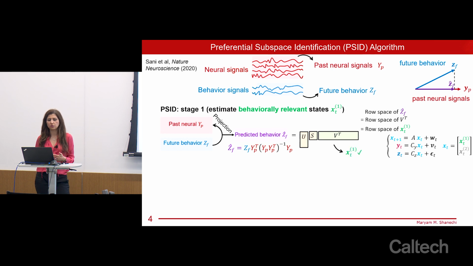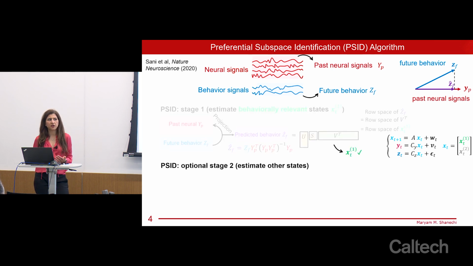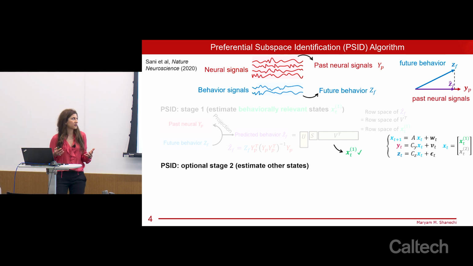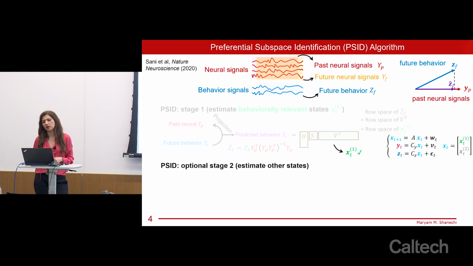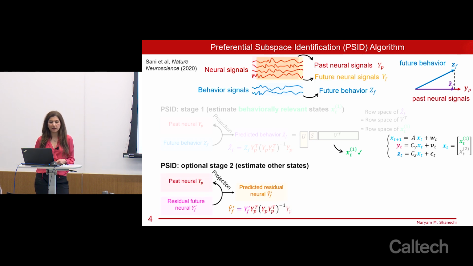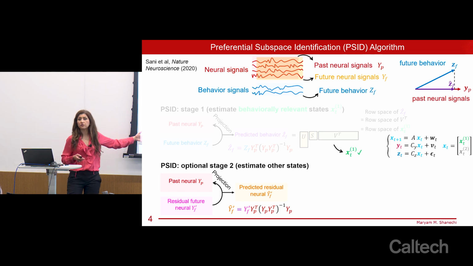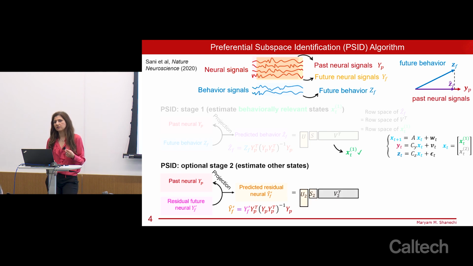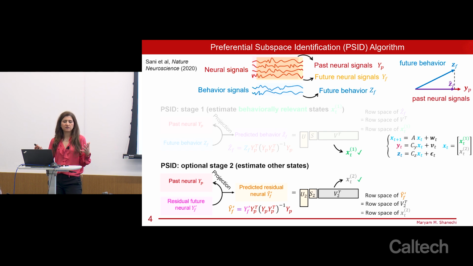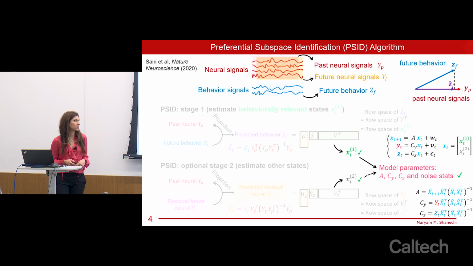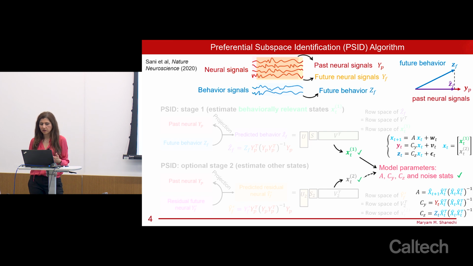In a second stage, we can ask how much of the neural dynamics in the future are not already explained by these green states. What is the residual future neural dynamics that is unexplained? We do a projection from that residual future neural signal onto past neural signals, and we show that through another singular value decomposition, we can get the additional latent states. Once you get these states, the fitting of model parameters is just least squares. So it's very, very simple. This is the learning algorithm in a nutshell. There are a lot of details in the paper and proofs that you can go through as well.